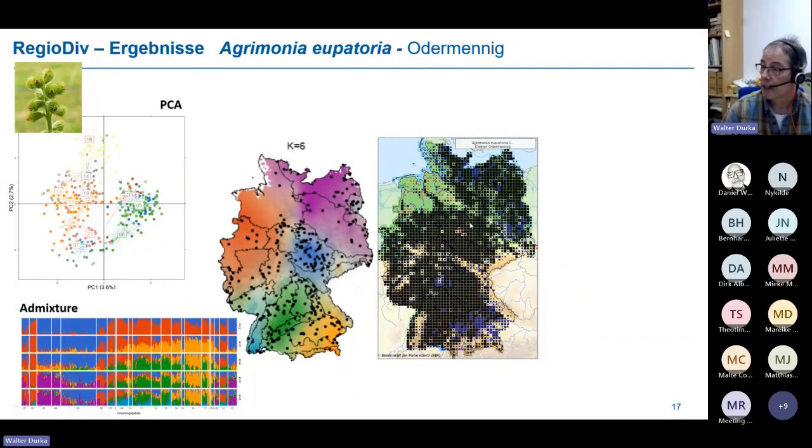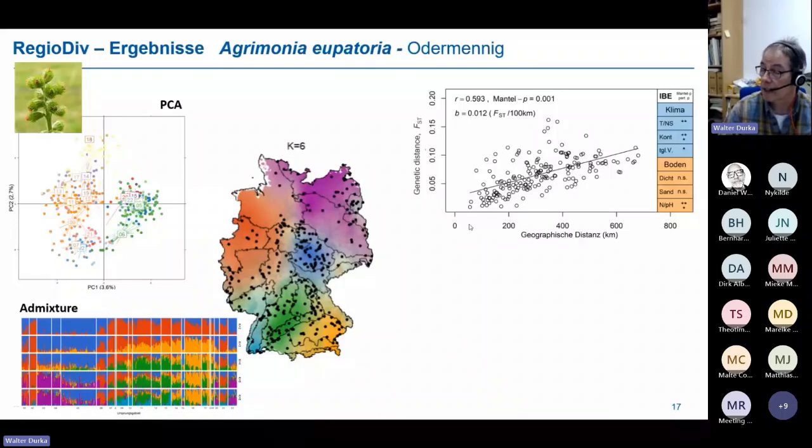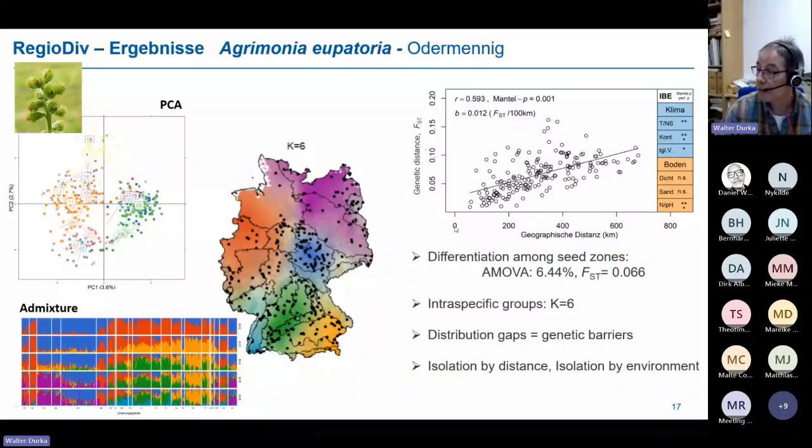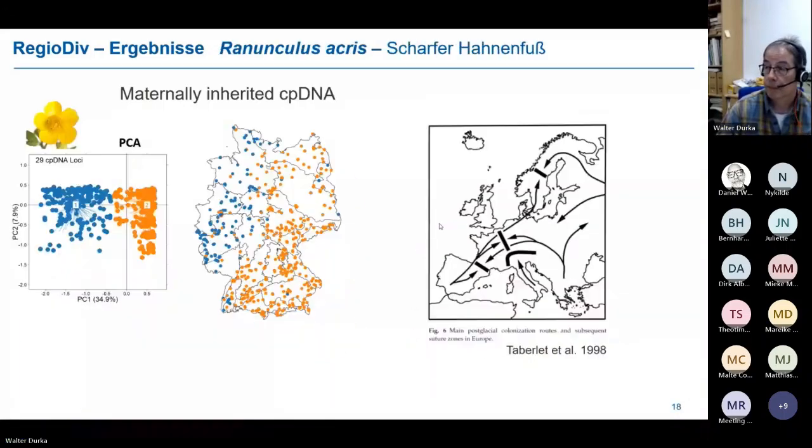Again, there is isolation by distance, in this case not as strict as in the other examples, likely due to those mountain ranges which hinder direct gene flow. So we have, again, a grouping, in this case, of 6 groups. We see that distribution gaps are genetic barriers, and again, we have isolation by distance and environment. Let's go into another example. In this case, I show Ranunculus acris, very common plant.